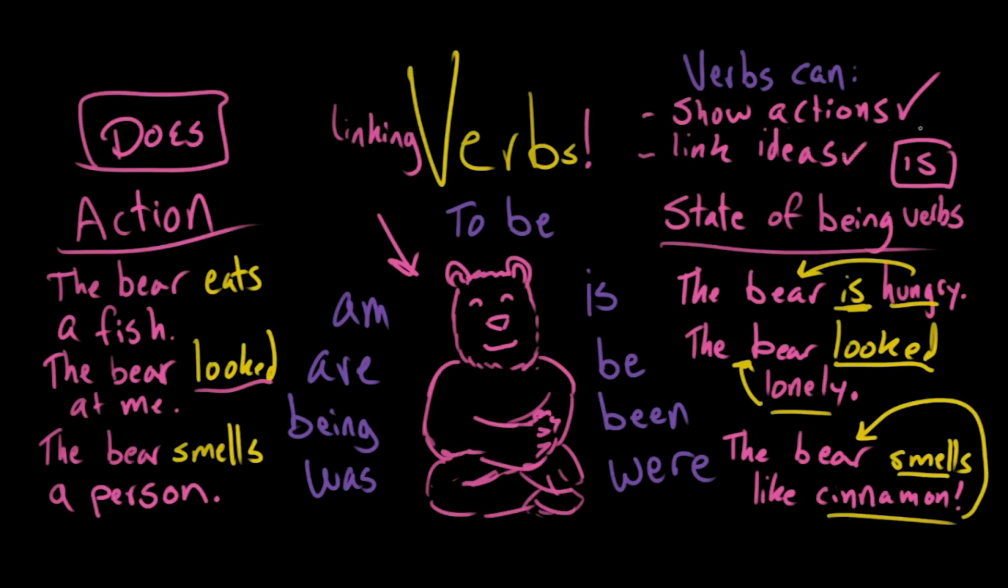As a linking verb shows what something is, an action verb shows what something does. So the bear is hungry, the bear looked lonely, the bear smells like cinnamon. These all reflect something about what the bear is, how it's being.